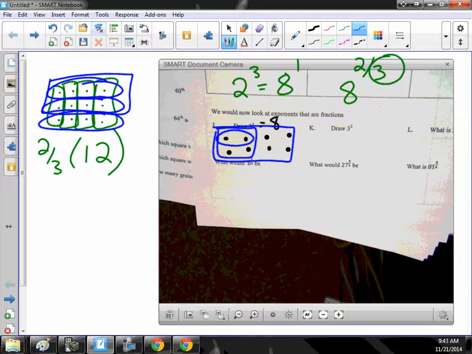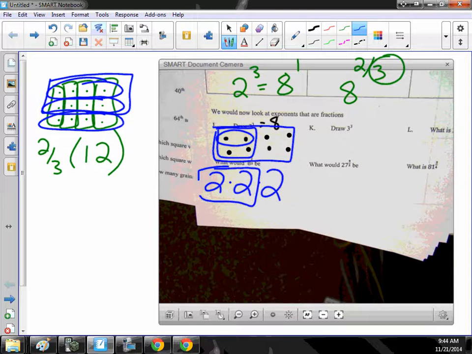So can 8 be split into 3 multiplications? Yes. 2 times 2 times 2. How many of those 2's am I going to keep? 2 of them. So if I keep this and throw that out, my answer is, try again, 4.